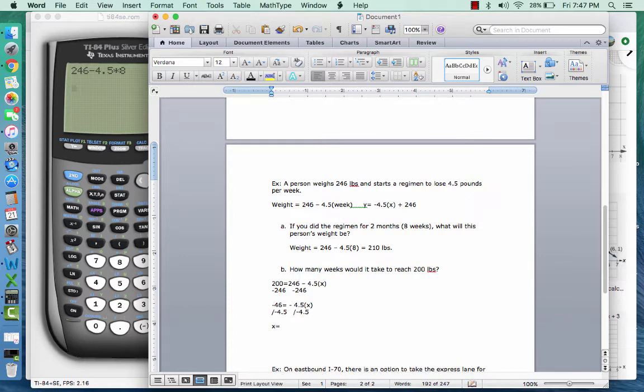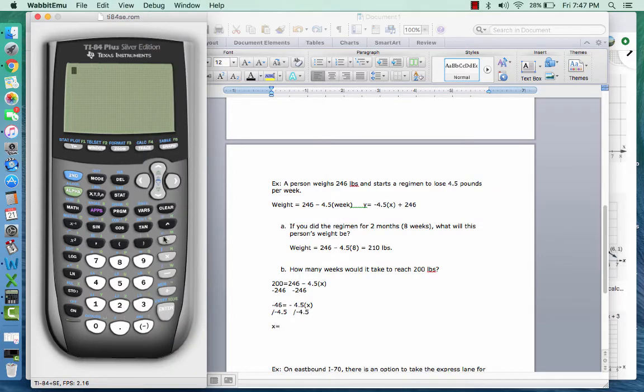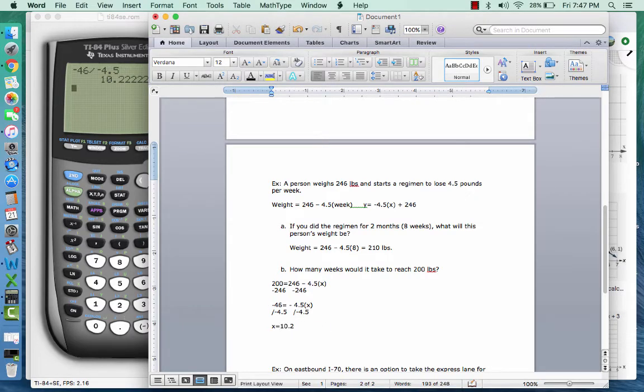And I get x equals, so I have to do negative 46 divided by negative 4.5. The negatives cancel, so I didn't necessarily have to type them both in there, but whatever. And it's 10.2 weeks. Now, in this particular problem, can you have 0.2 of a week? Yeah. And there's no specific requirement, so you could say about 10 weeks or 10 to 11 weeks. 10.2 weeks is fine too.